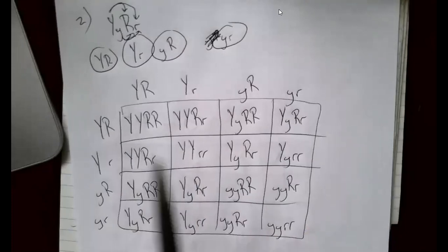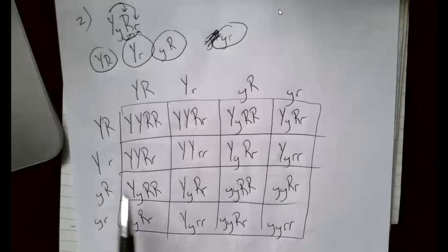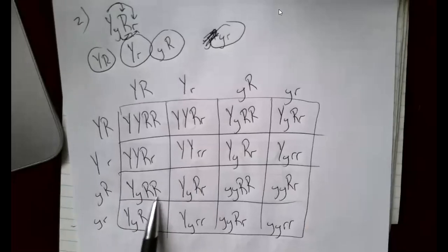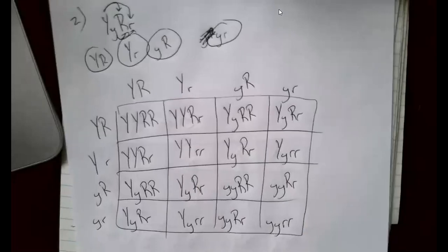Again, you pick one of the letters to always go first. So with me, Y's always go first. And then if within the Y's or within the R's, you have a capital and a lowercase, the capital goes first. Then you were asked for the phenotype ratio.